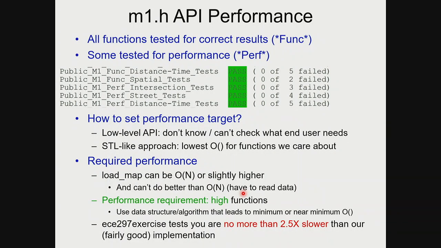So once you call ECE297 exercise on Milestone 1, it will list several of these tests, and it will tell you what each test does. Some of them test functionality, and they have the keyword func in their name, and some of them will test performance. They are color coded, so if you pass all the tests, you should see everything pass here in green. If not, it will show in red.